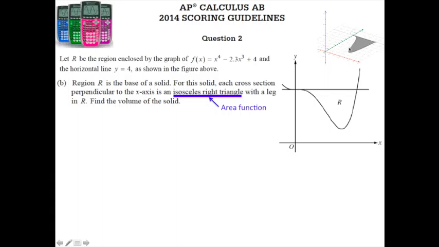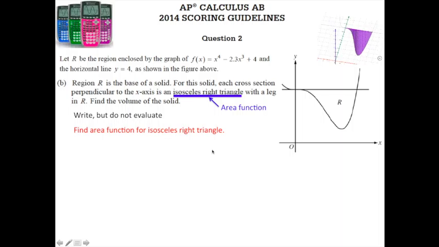You've got a vertical edge going along the curve, and our hypotenuse going along the line y equals 4. And we could actually reverse that if we wanted to. We get the same volume. It would just be a different shape. So again, I'm going to take you through a write but do not evaluate, just to set up the question as if this were no calculator.